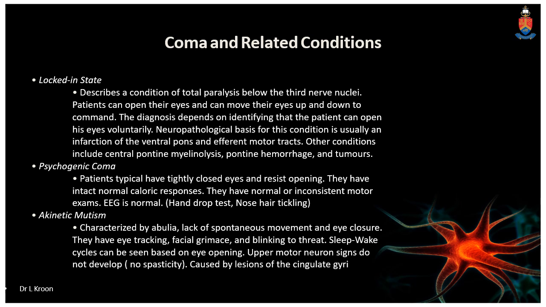Another important term that I want to mention to you, which is very closely akin to the vegetative state, is akinetic mutism. This is characterized by abulia, a lack of spontaneous movements and eye closure. These patients have eye tracking, facial grimacing, blinking to threat, sleep-wake cycles, which can be based upon eye opening, and it's very similar to the vegetative state. The one difference here is, typically in the vegetative state, patients develop spasticity, and in akinetic mutism, they have flaccid paralysis, and this is typically caused by lesions in the cingulate gyri.